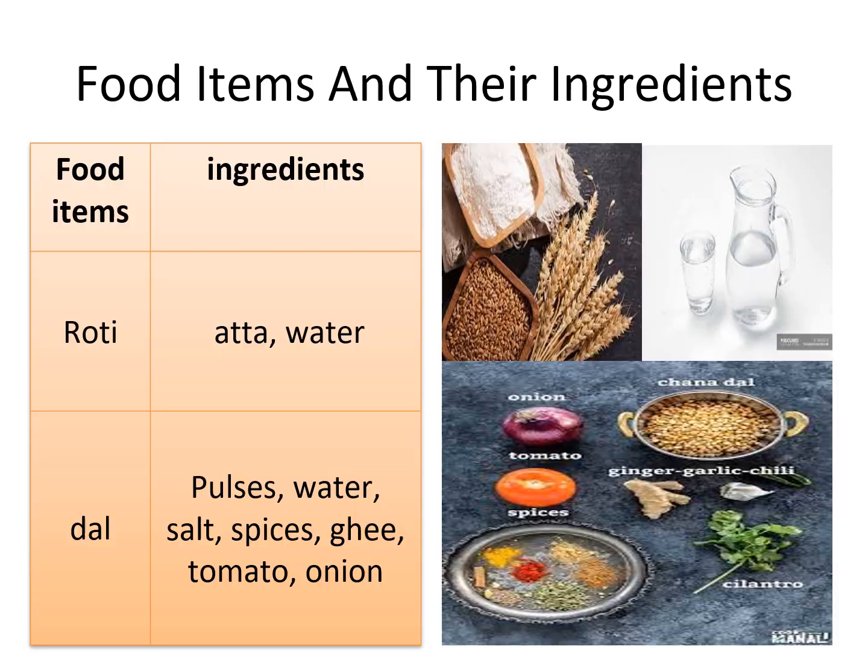Let's take some more examples of food items and their ingredients. For the preparation of simple rotis, we need atta and water. These food items need only two ingredients, and the other item, that is dal, needs more than two ingredients. For the preparation of dal, we need spices, tomato, onion, ginger, salt, ghee and water. So there are items which need only two ingredients and there are certain food items which need more than two ingredients.